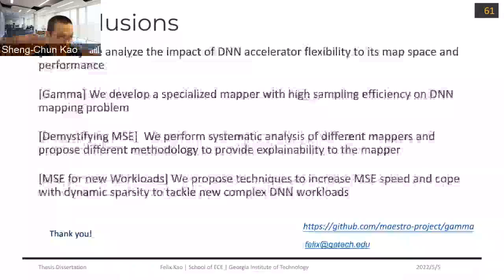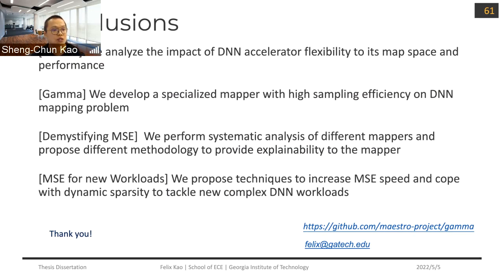Conclusion. So we analyze the impact of DNN accelerator flexibility on its map space and on its performance. We develop a specialized mapper with high sampling efficiency. And we perform systematic analysis on different mappers and propose different methodologies to provide explainability to the mapper. And we propose techniques to increase MSE speed and cope with dynamic sparsity to tackle new complexity and workload. Thank you.